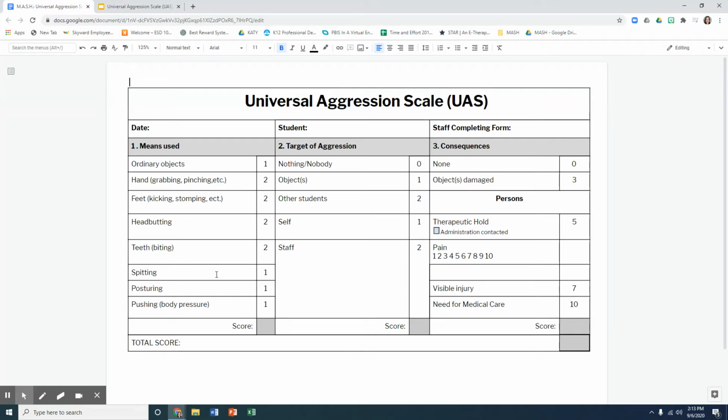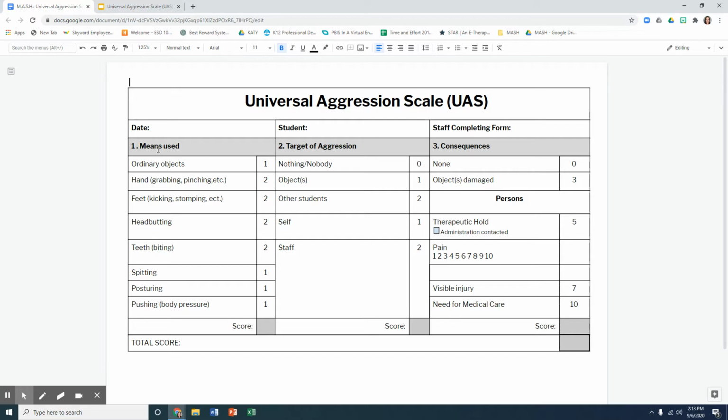Hello, today I'm going to introduce you to the Universal Aggression Scale, or the UAS data collection form. The purpose of this tool is to measure the magnitude or severity of aggressive incidents. To complete this form, we start at the top and fill out the date so we can graph the information later, the student name, and the staff who completed the form.